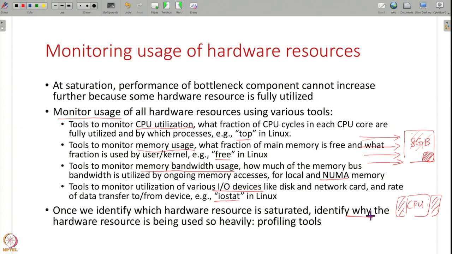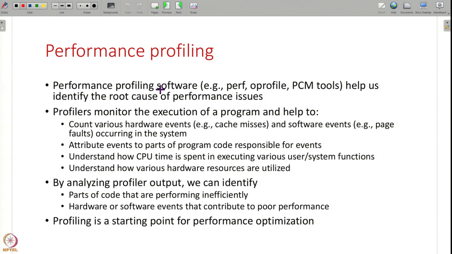Why is that hardware resource saturated? Why is my CPU at 100% utilization? Where is the CPU spending all its time, and what is causing this high utilization? That is the next question, and for that we use what are called profiling tools. There are many profiling software available; here are some names of the commonly used ones, but there are many others also out there.